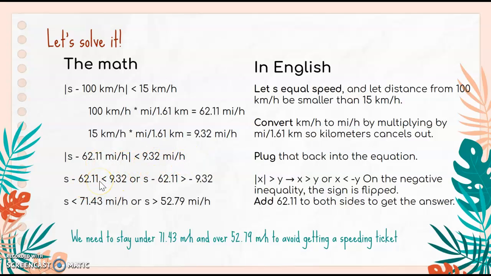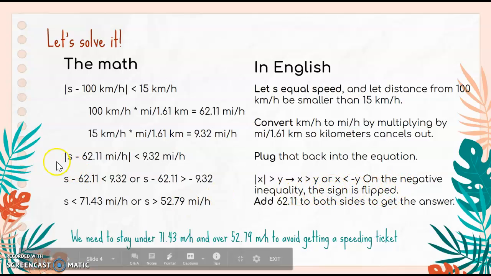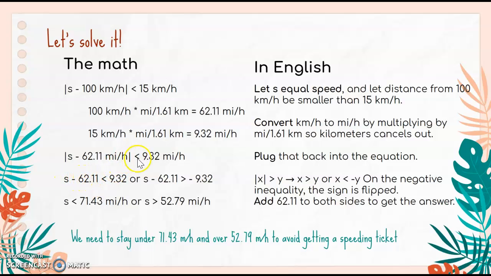And then we are going to rewrite our absolute value inequality using this rule. So x has to be larger than y, or x is going to be smaller than negative y. On the negative inequality, the sign is flipped. So we have s minus 62.11 is smaller than 9.32, or s minus 62.11 is larger than negative 9.32. On the inequality with a negative, the sign is flipped.